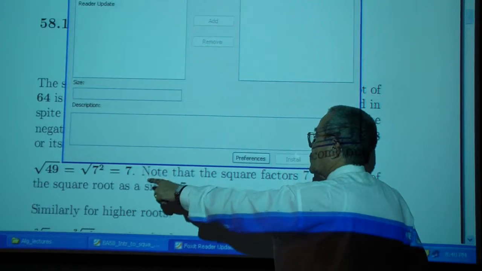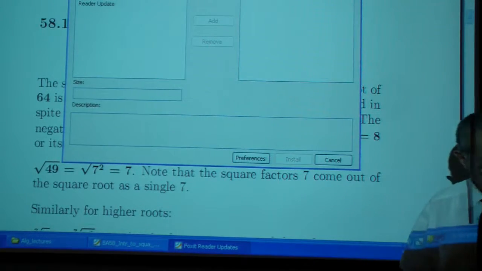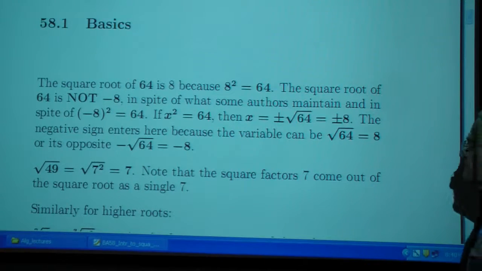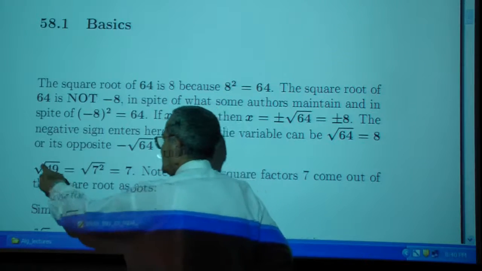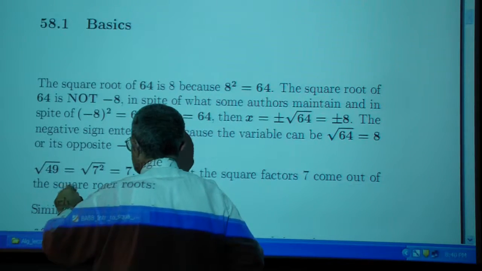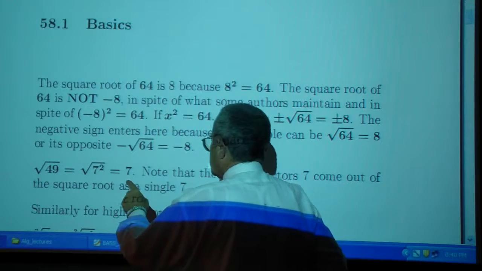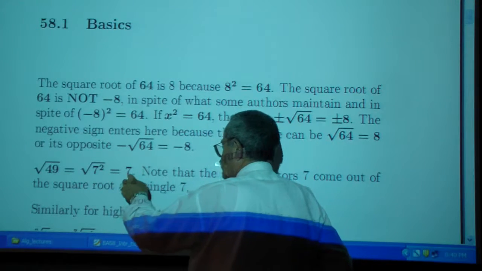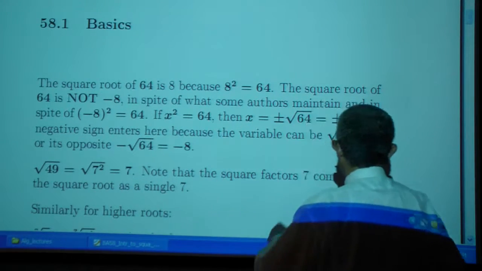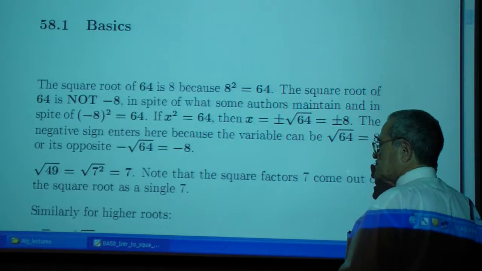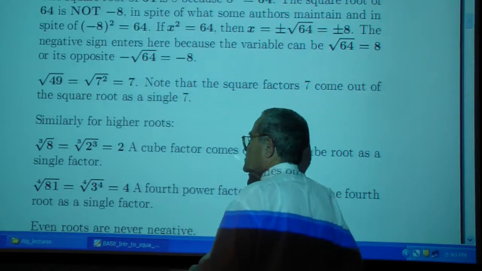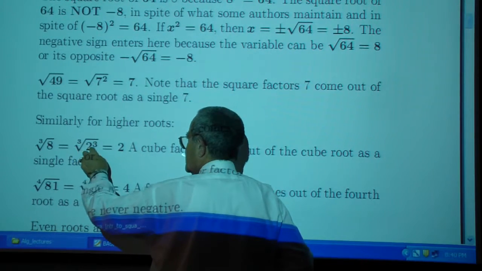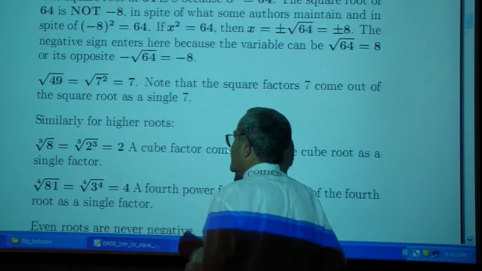The square root of 49, excuse me. The square root of 49 is 7. This is like you have a little 2 here, which is invisible, so you get the second power, and the square root is equal to 7. Note that 7 times 7, the pair comes out as a single, which is 7. Similarly, if you have the cube root of 8, that's a cube root, and you need 2 times 2 times 2. You need 3 factors of 2 in order for a single to come out.